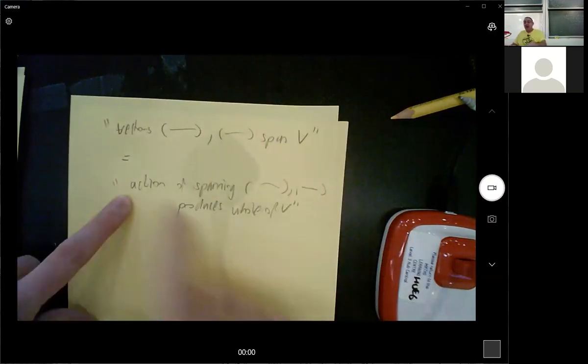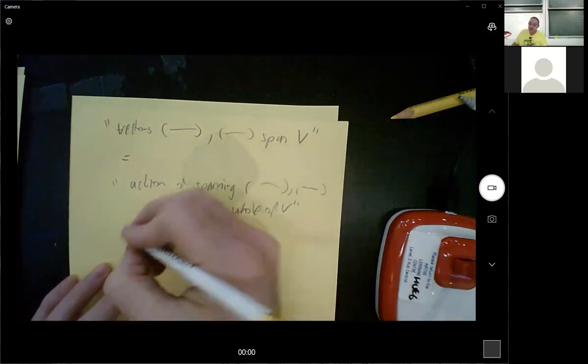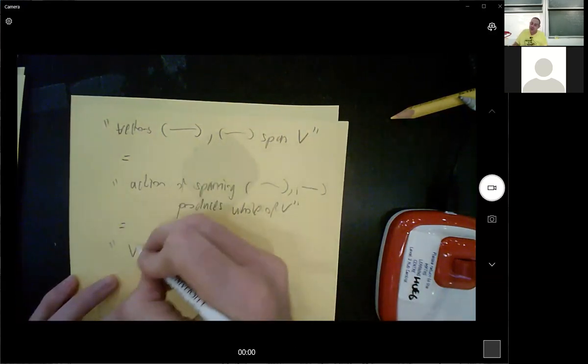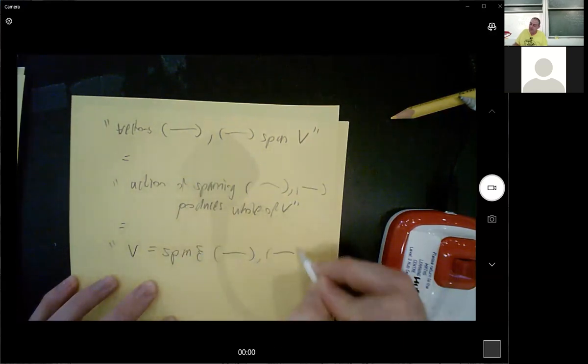This is what I say in my head. This is the maths terminology. And the mega maths terminology would be V is the span of those 2 vectors.